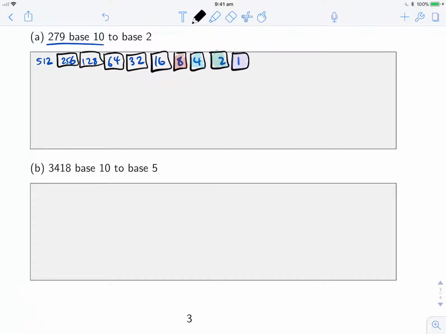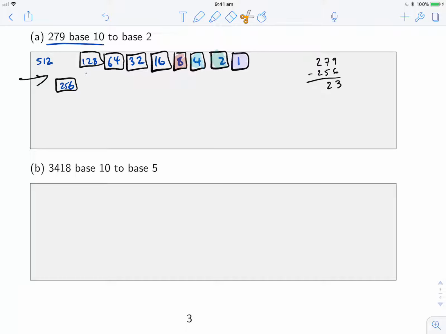Okay, so the idea is we start from the top in this case, so 279, 512 would be too big, but we do want to use this 256. And then the question is, if we use that, how much will be left over? So we need to do a little calculation. So 279 minus 256 gives us how much left over? Just 23 left over.